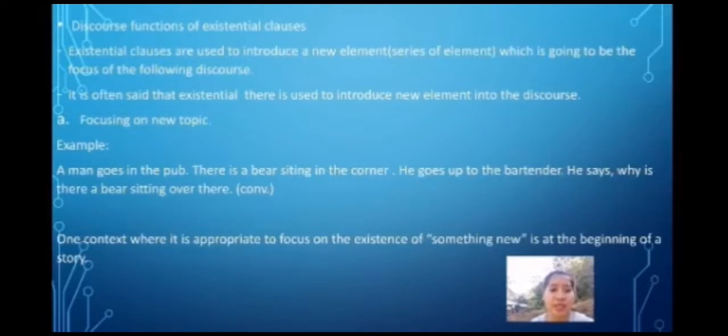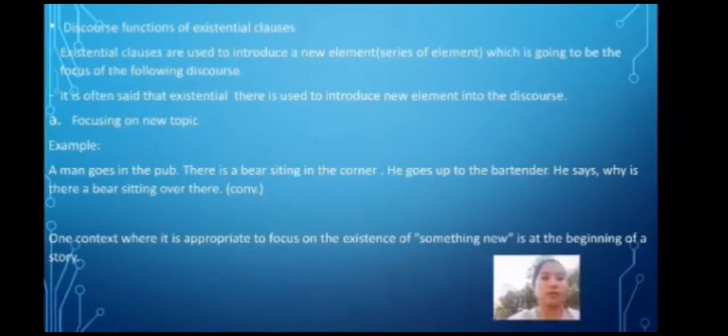Notice that the first sentence introduces a new element, a man. However, this sentence does not use existential there. Instead, existential there is used twice, introducing the beer into the discourse. Significantly, the beer is the main character in the story. Furthermore, when this utterance is spoken, stress falls on the beer.